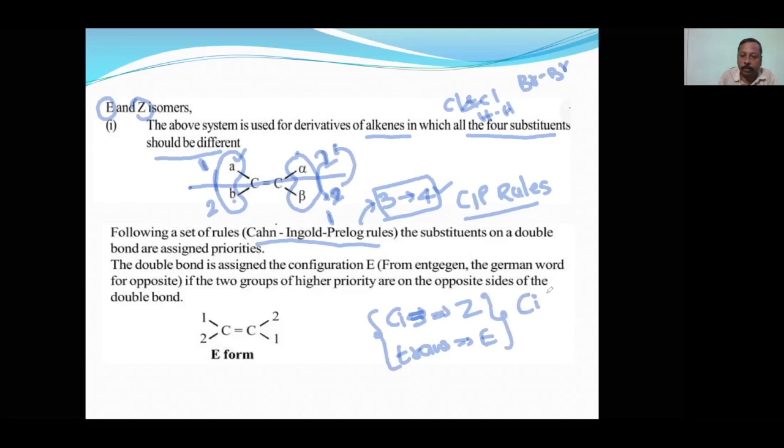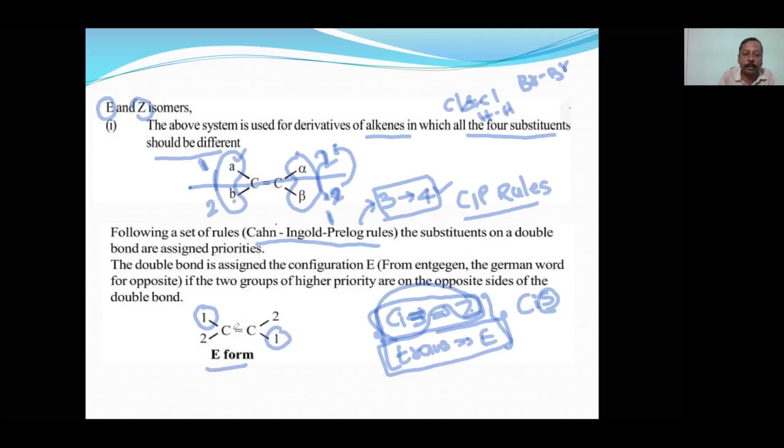As I told you, cis, S stands for same. Same way here, Z stands for cis, just take the name of Jesus. Jesus. So Z will be equal to cis and the opposite will be trans, E is trans. So here, see, both first preferences will be on the opposite side, that means trans.